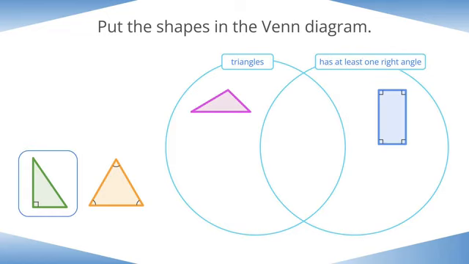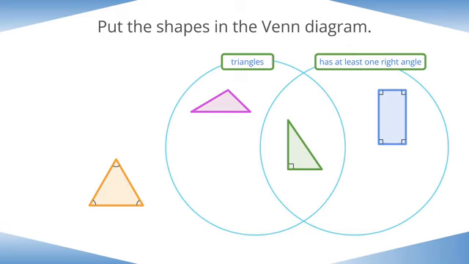Let's look at this green triangle. It is a triangle, and if you look closely, it also has a right angle marking. Since this triangle meets both criteria, it goes in the overlapping section of the circles. Let's look at this final orange triangle. It is a triangle, so let's look at its angles. It does have angle markings to show all of its angles are equal, but none of those angles are right angles. So this triangle will go in the left circle, but not where the circles overlap.